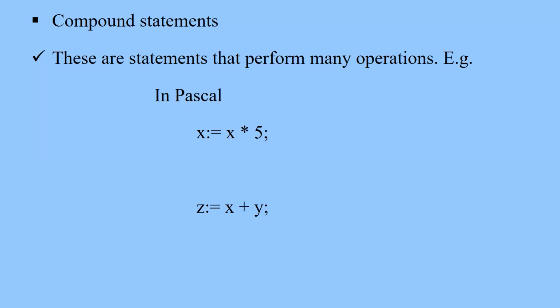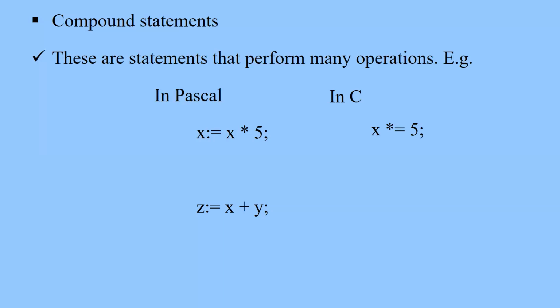Then we have this other statement, which reads as follows: get the content of memory location called X, and the content of memory location called Y. The results we are going to get, assign them to the memory location called Z. So we have two operators here. We have the addition operator, the one which is in between X and Y. And we have the assignment operator, which is in between Z and X. So anytime any expression has more than one operator, then that statement becomes a compound statement.